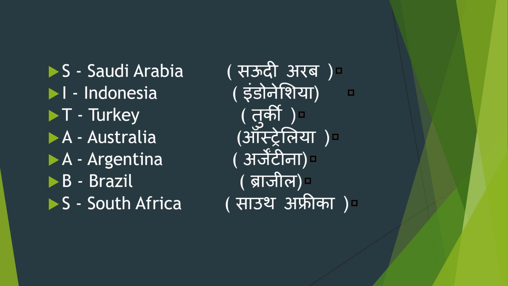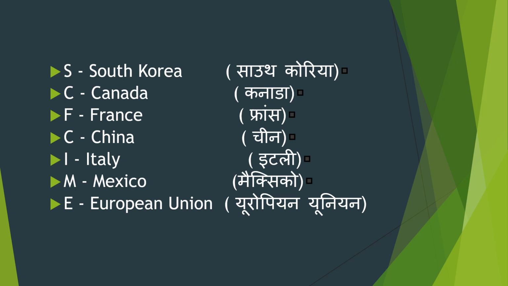Again, A, Argentina. B, for Brazil. S, again, for South Africa. S, again, for South Korea. C, Canada. F, France, being a member of the G20 group. C, China. I, Italy. M, Mexico. And in the end, it is E, that is European Union, which itself has several countries included. So yes, these were the 20 groups of countries that have formed the G20 group.